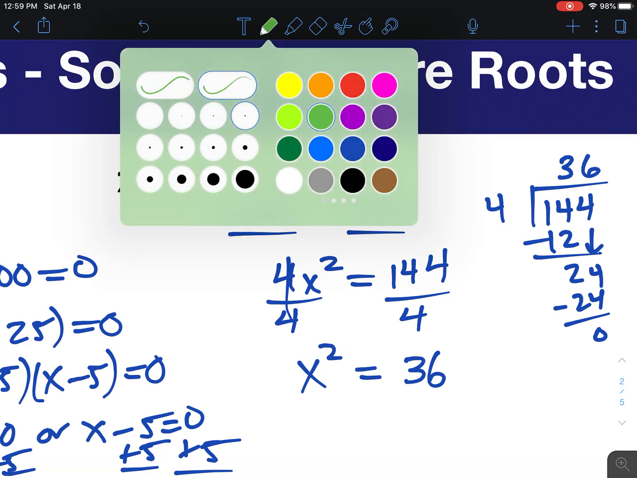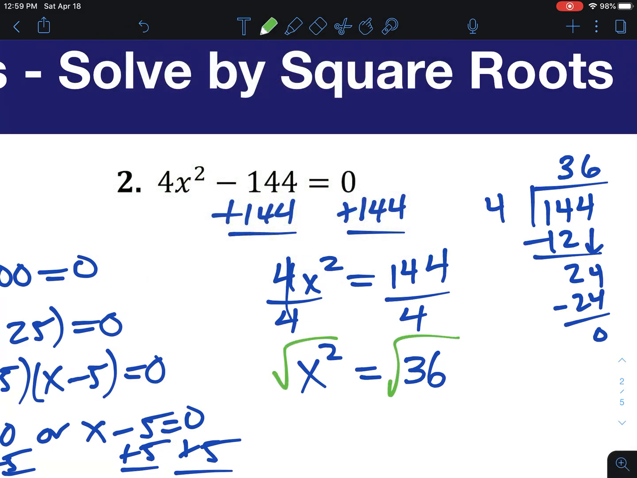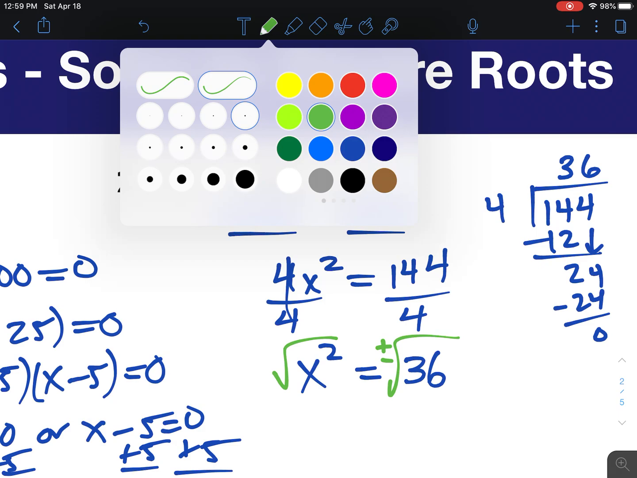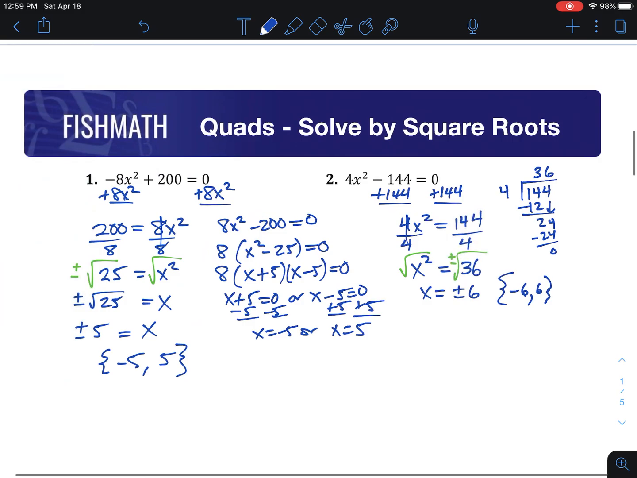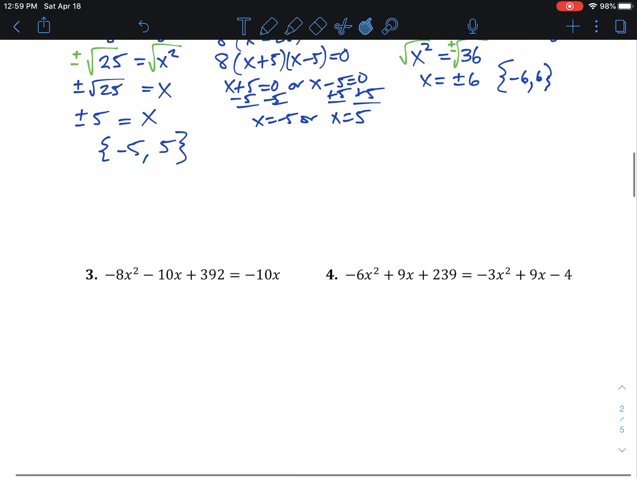So x squared is 36. To get x by itself, square root both sides, but don't forget there's really two options there. There's the plus or minus square root of 36, which means it's plus or minus 6, which you can write like that, or you can write it as negative 6 and 6 with a comma in between. So those are some quick examples there with square roots, a couple trickier ones down below.